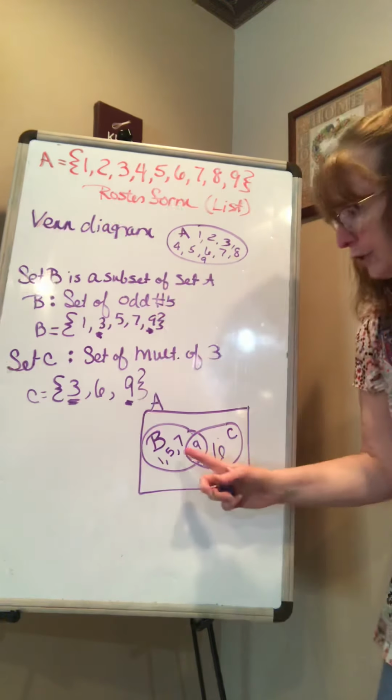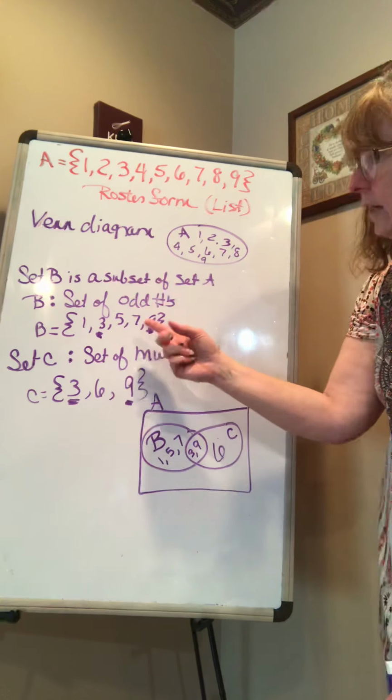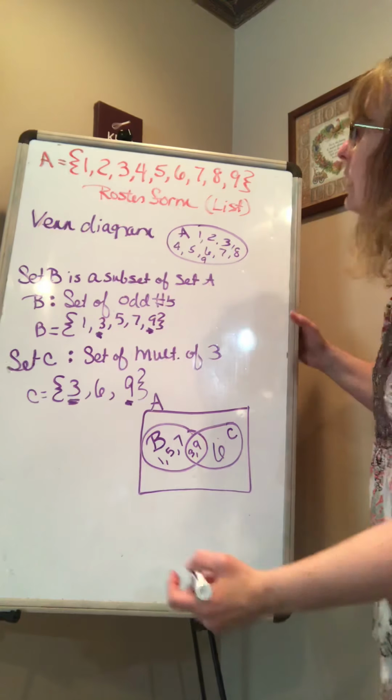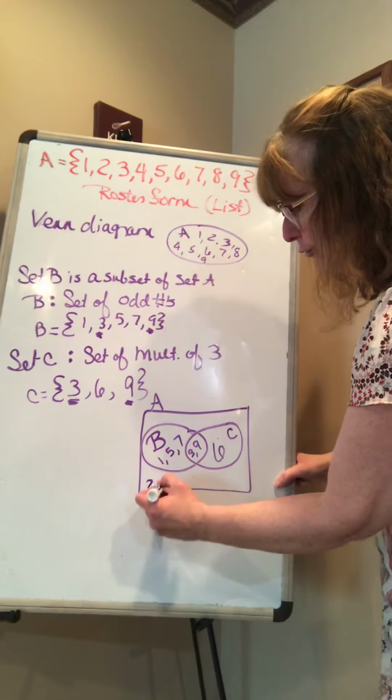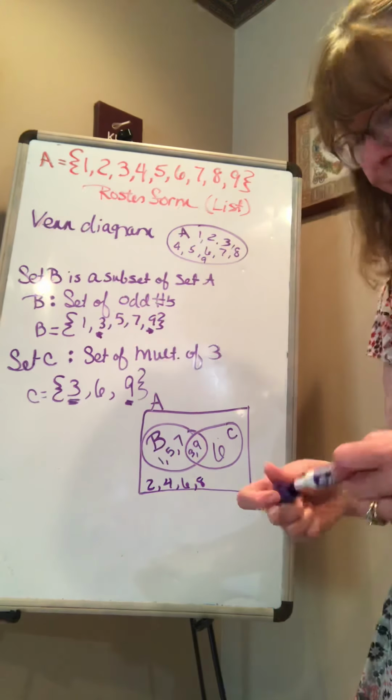So look at how I could draw a Venn diagram. B and C shared 3 and 9, and 6 was hanging out, and then all these numbers out here would have been all the even numbers we didn't use, the 2, 4, and 8. So that's kind of neat.